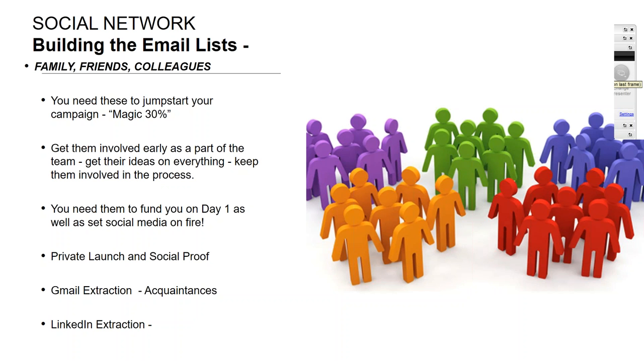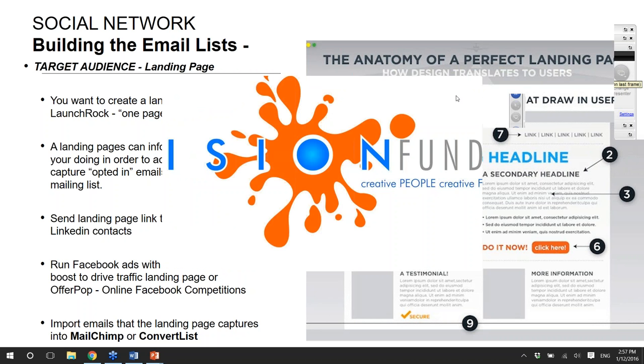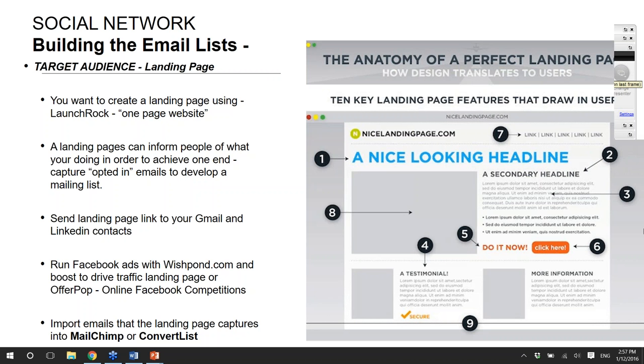So you want to begin that process by doing a few things. One, you want to build up an email list first. You want to extract emails probably from Gmail, from LinkedIn maybe, and you want to send just one email saying that you're going to do a campaign. Just one. Anything else can border on spamming.